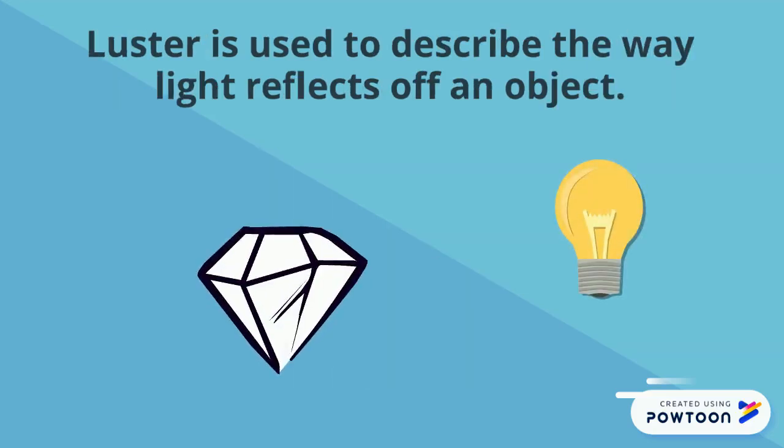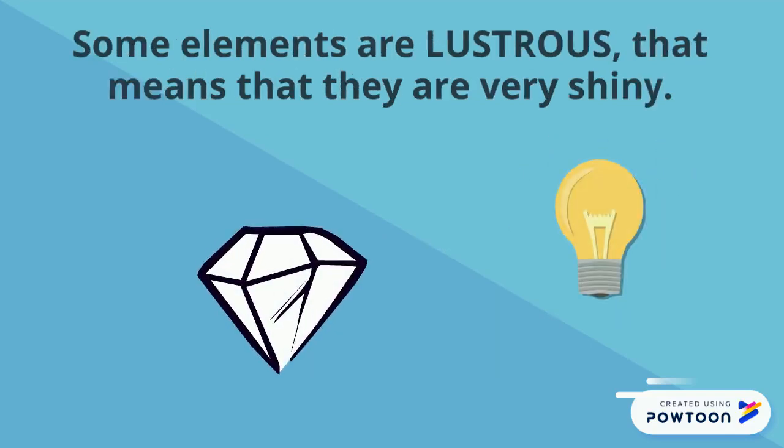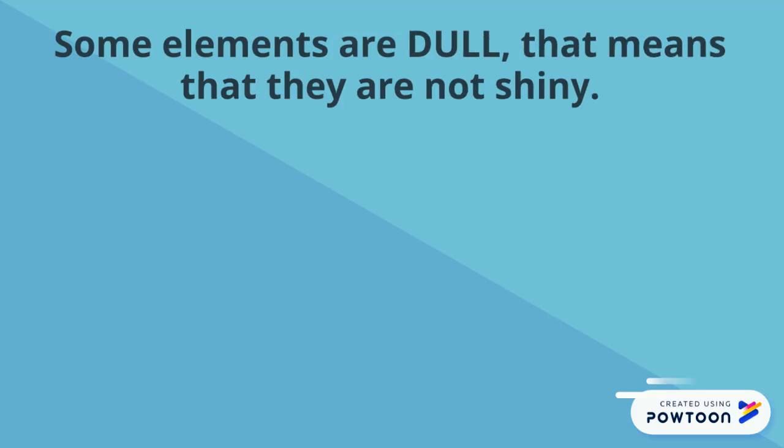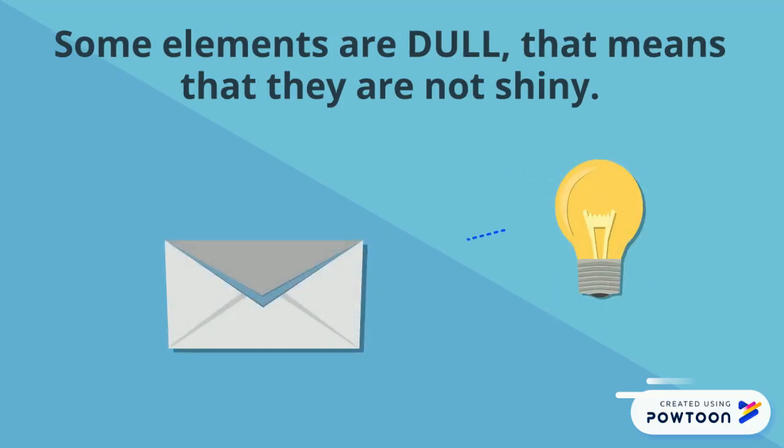Luster is used to describe the way light reflects off an object. Some elements are lustrous. That means that they are very shiny. Some elements are dull. That means that they are not shiny.